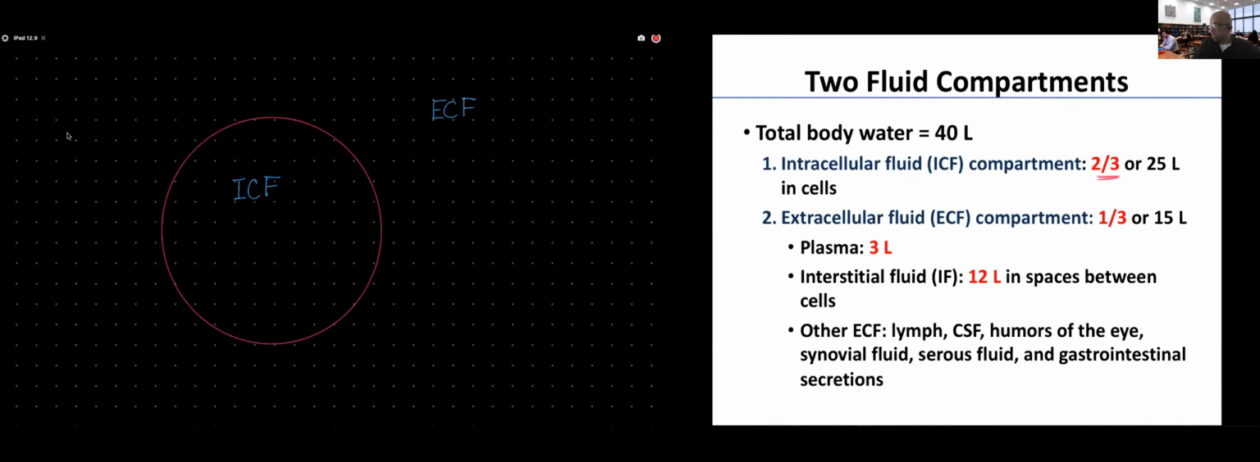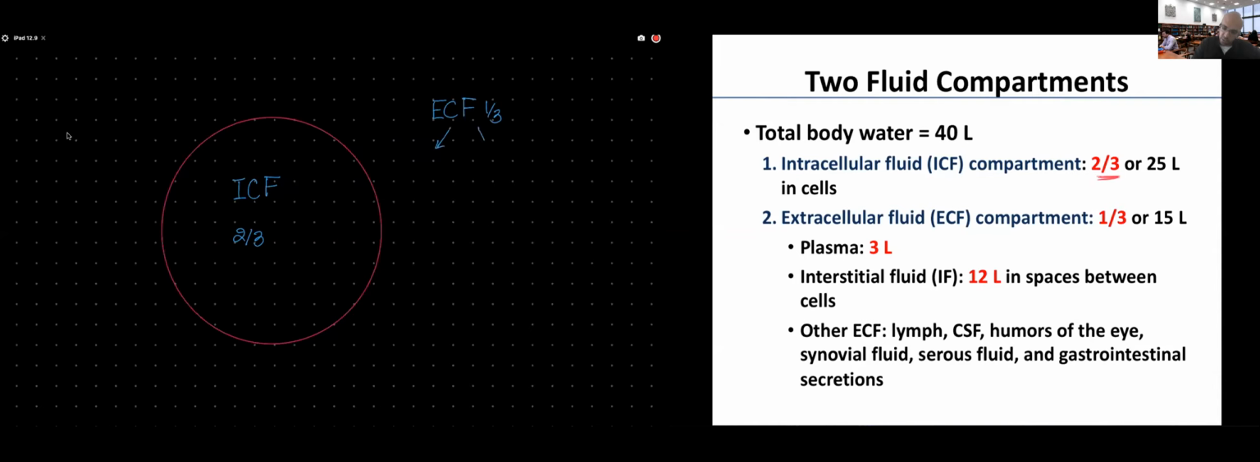Intracellular fluid is going to be representing about 2/3 of the amount of water that I have in the body. 2/3 of the total body water is going to be located inside my cells, compared to just 1/3 of the total body water outside of the cells in the extracellular fluid compartment.